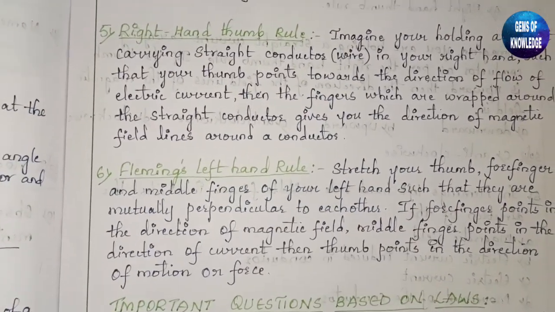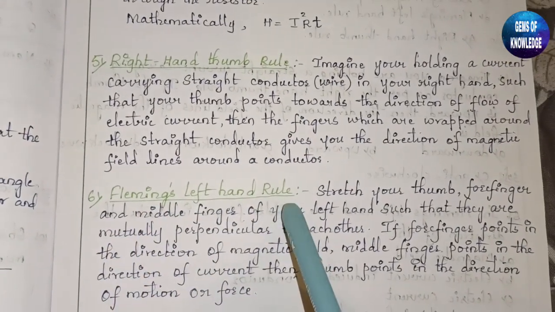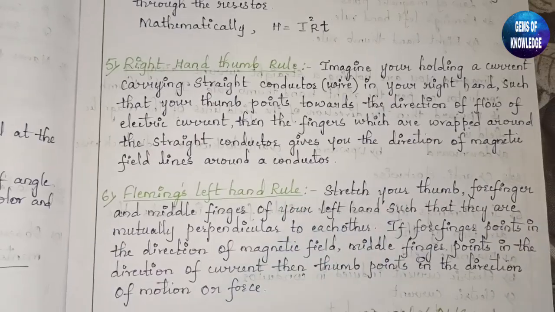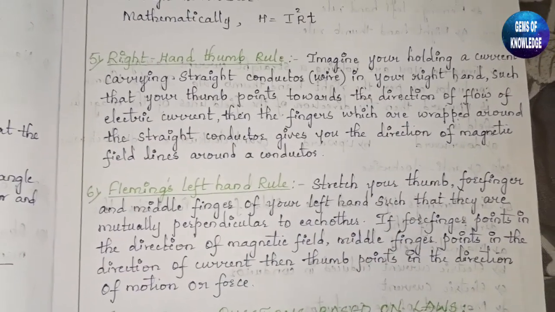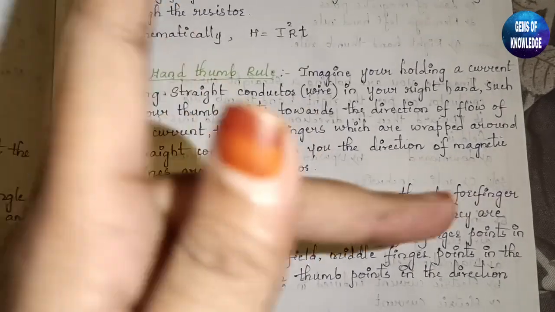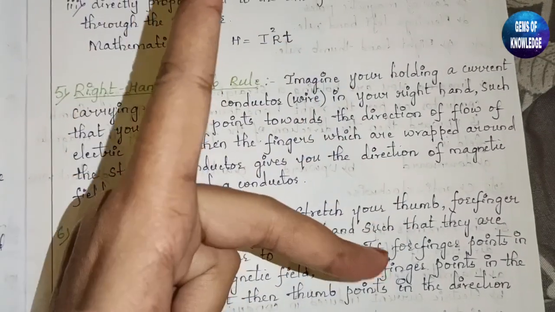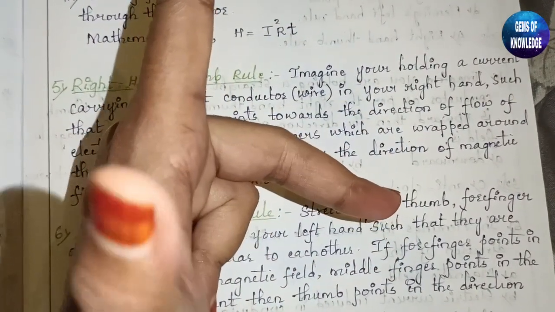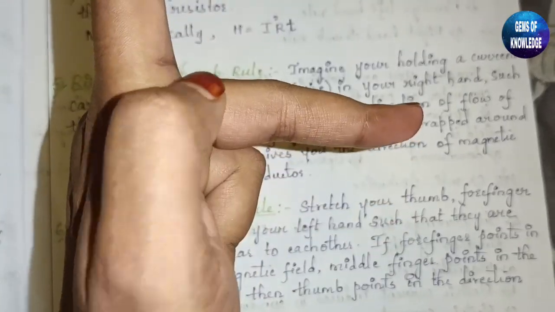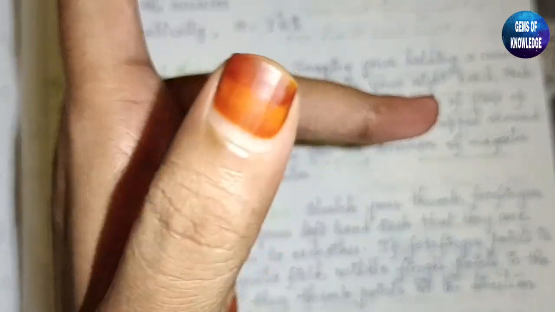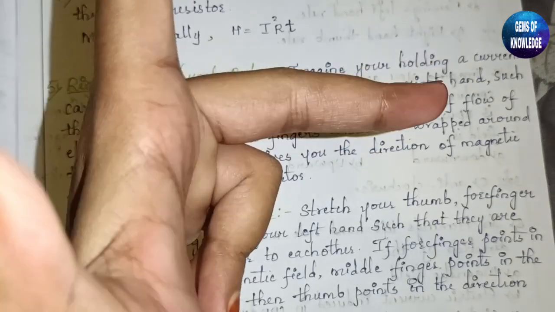Next comes the last one, Fleming's left hand rule. According to this rule, stretch your thumb, forefinger and middle finger of your left hand. If this is your left hand, you need to stretch it in this manner such that they are perpendicular. You can see a 90-degree angle between this and this, similarly this and this.